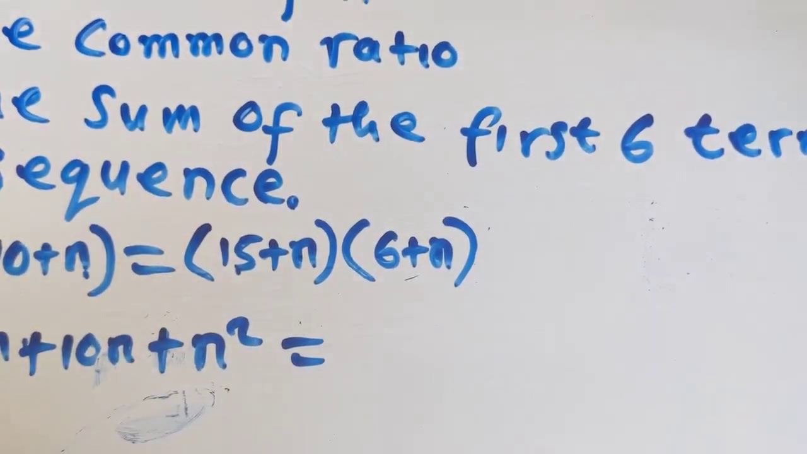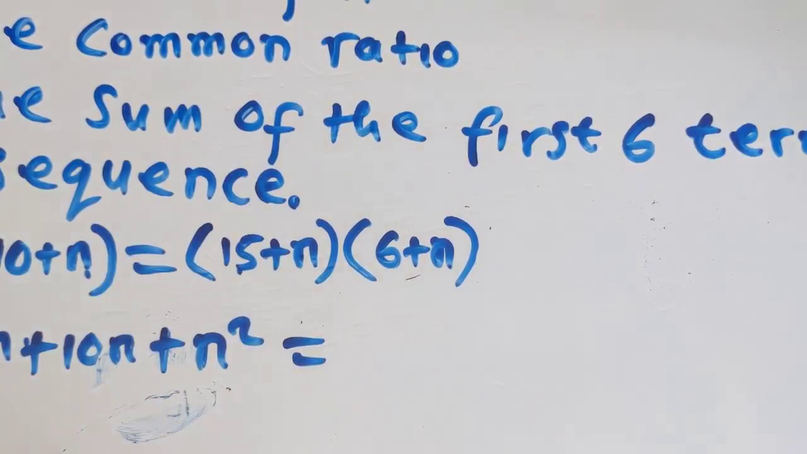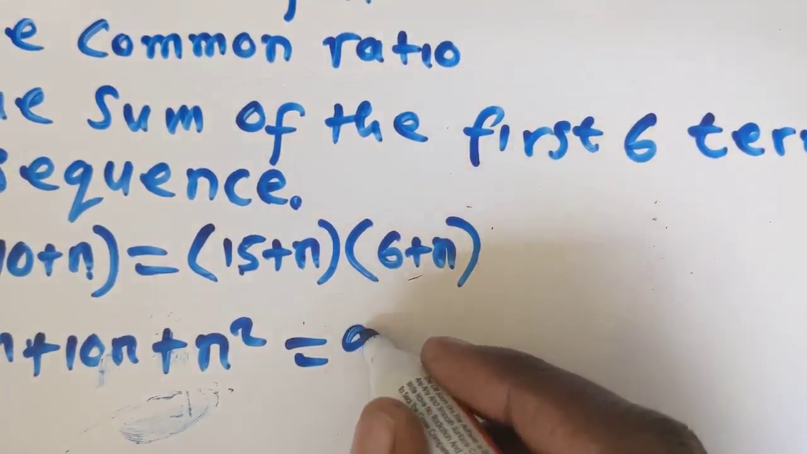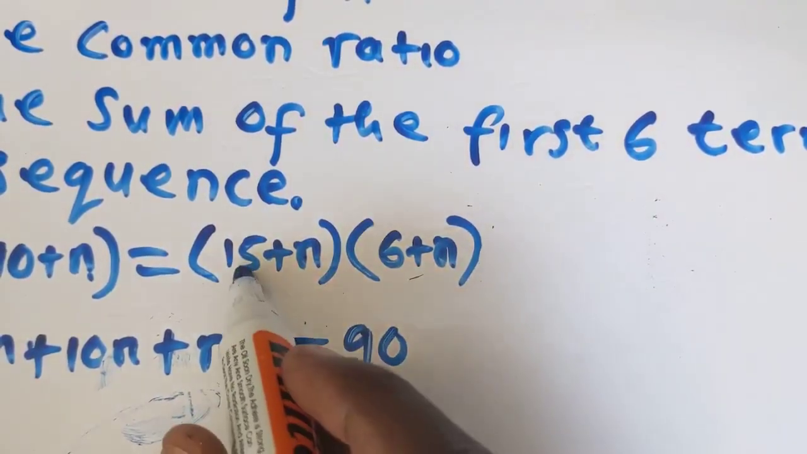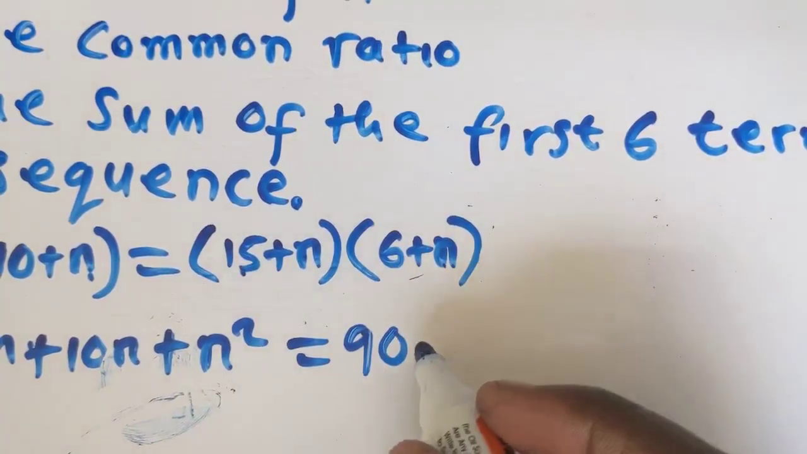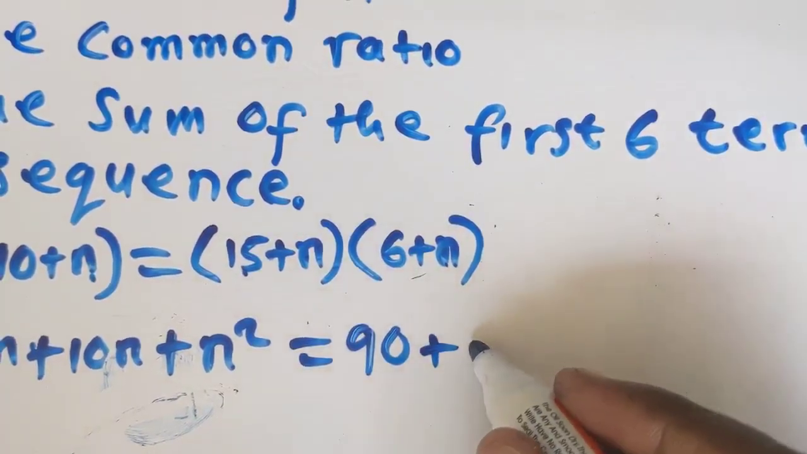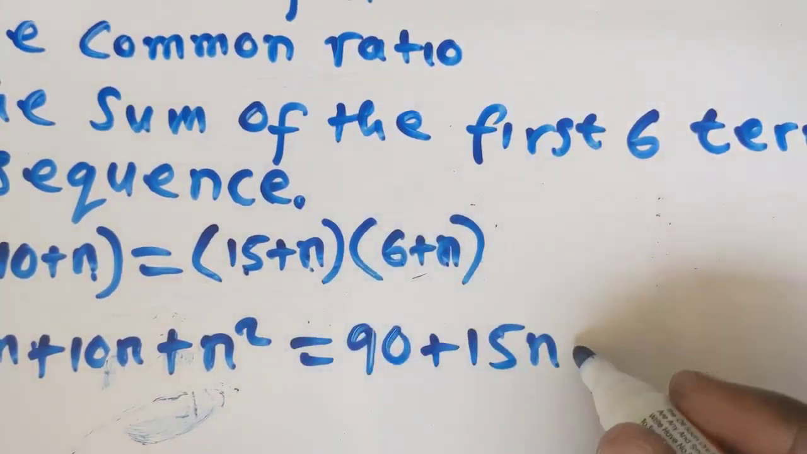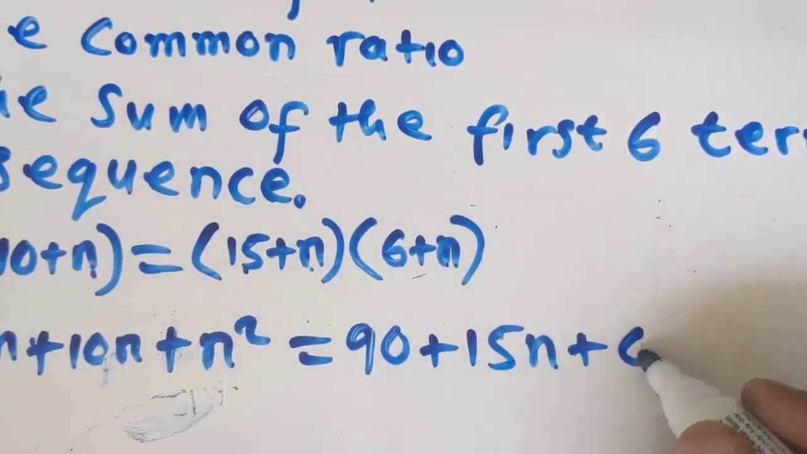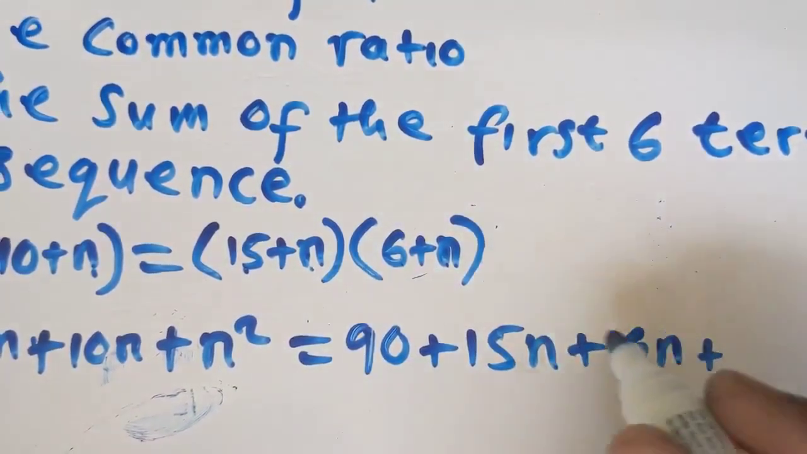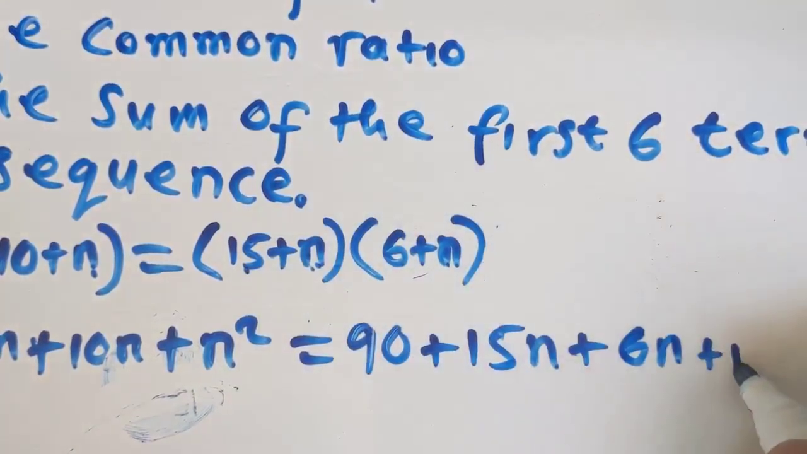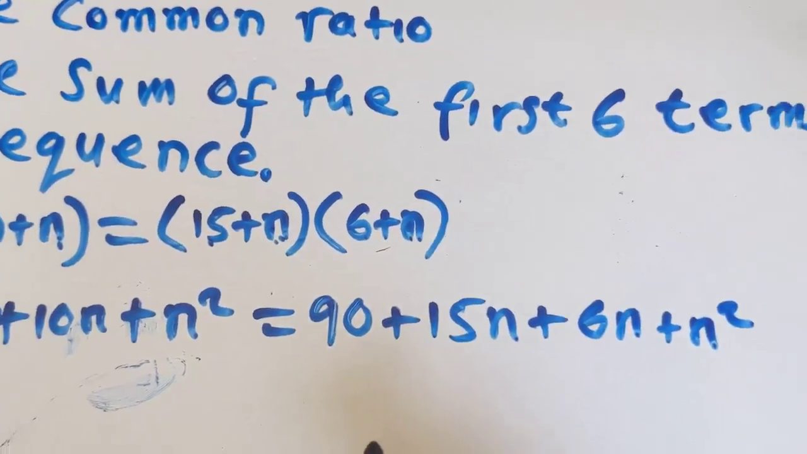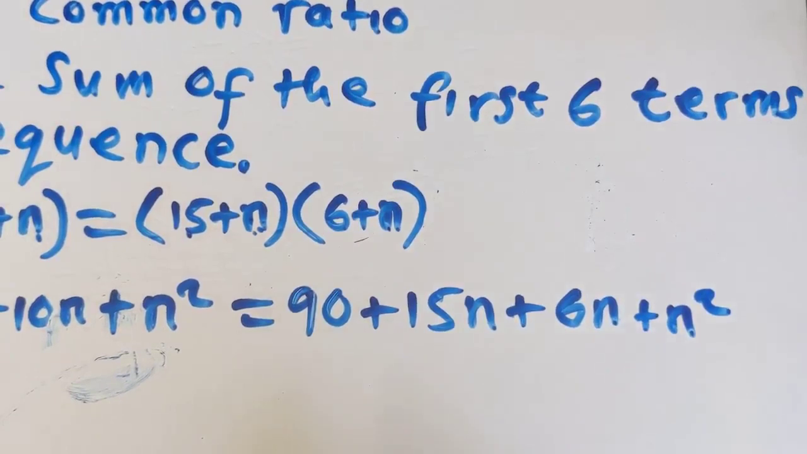So what is 15 times 6? You find that the answer is 90. 15 times n, you find that the answer is 15n. Then n times 6, the answer is 6n. And n times n is n squared. As simple as that.